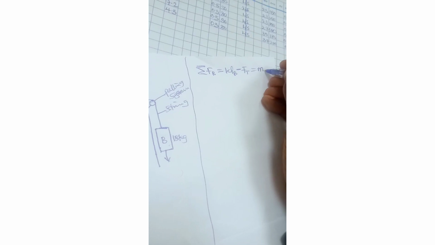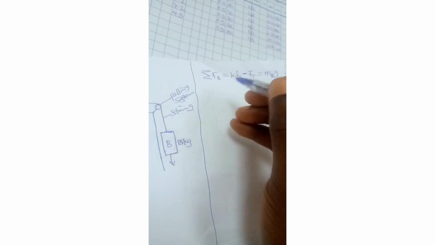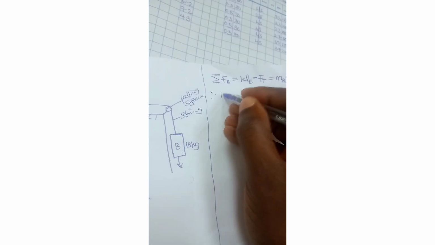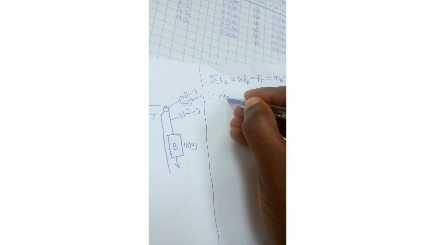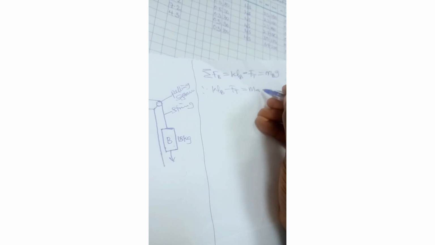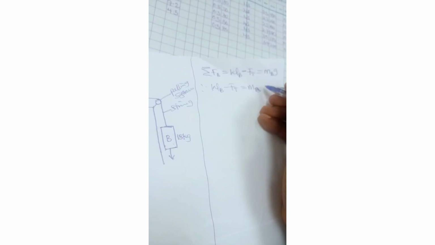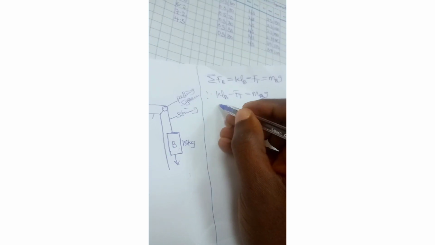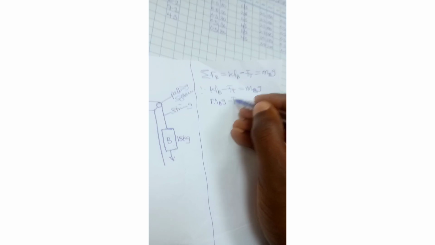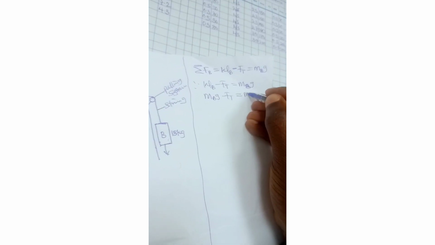M of B, then what? G. Remember, this is weight, right? So we are going to have WB, that is weight, minus FT is equal to MB. Remember, we are dealing with B, then G. This is going to be MBG minus FT is equal to MBA, this is A, sorry.